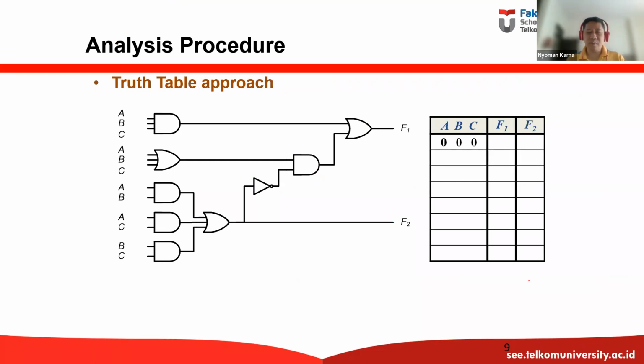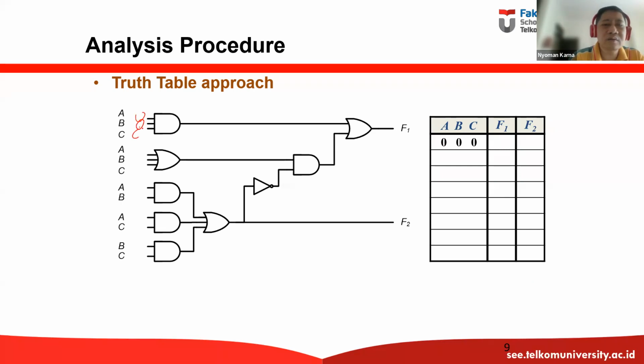Now, the second approach is by using the truth table. This is an exhaustive approach because we need to identify for each combination of input. Now, we have three inputs, A, B, and C, which means we have 2 power of 3 combinations. So we have 8 combinations, starting from 0, 0, 0, and then 0, 0, 1, 0, 1, 0, 0, 1, 1, 1, 0, 0, etc., until everything is 1.